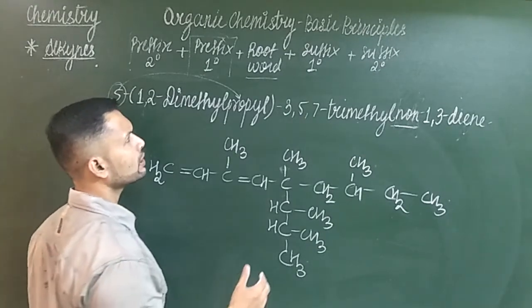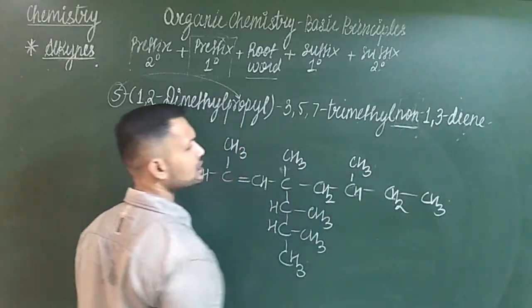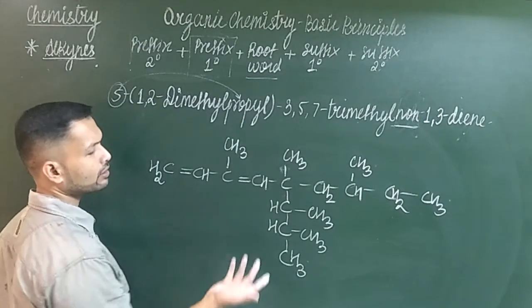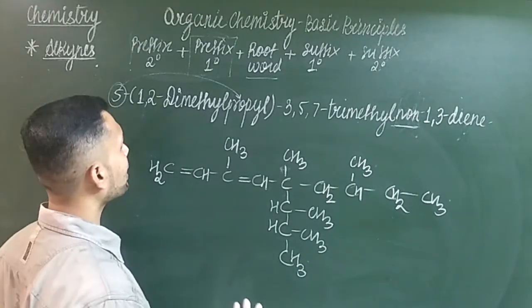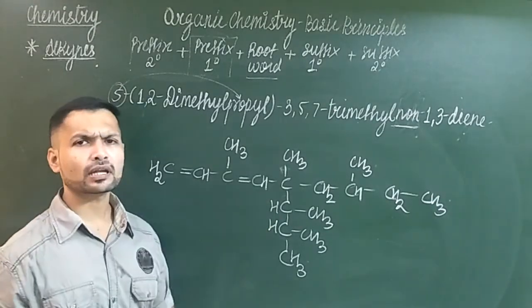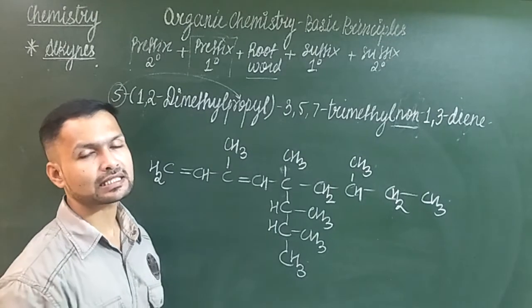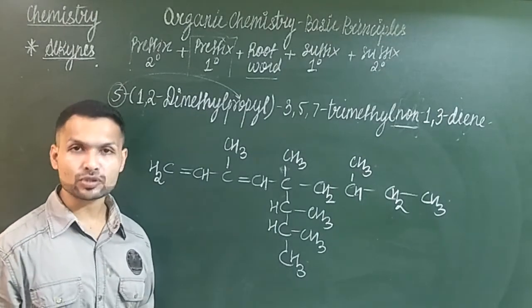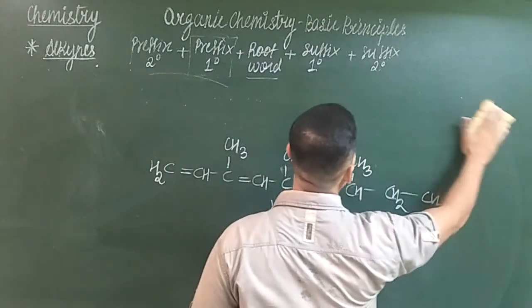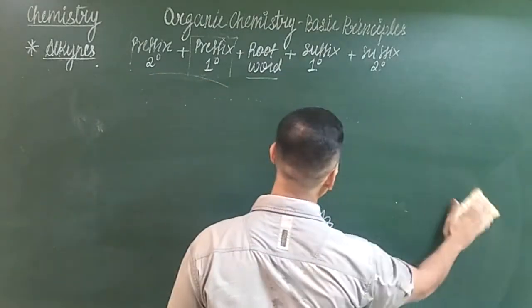Simple, follow the rule: draw the number of carbons in the root word or the parent word, then draw the branches, the substituents, then complete it with the functional group, and then complete the tetravalency with the remaining hydrogens. So this is how you need to do this. Next we will take one example of an alkene, similarly.